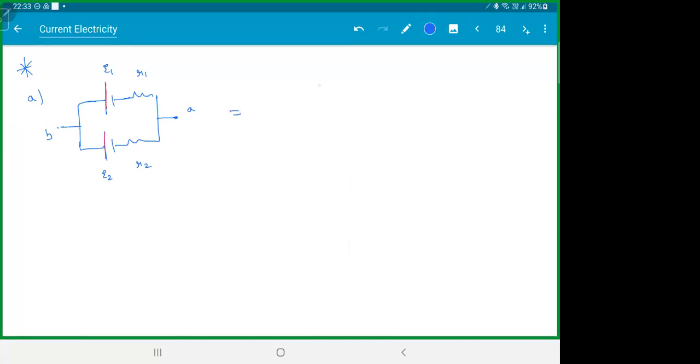This can be replaced by one single battery and one single resistor, where this E is given by (E1 R2 plus E2 R1) by (R1 plus R2). And this R equivalent can be replaced by R1 R2 by (R1 plus R2). You can replace the circuit of these two with one battery and one resistor like this. Makes your life much easier to solve.